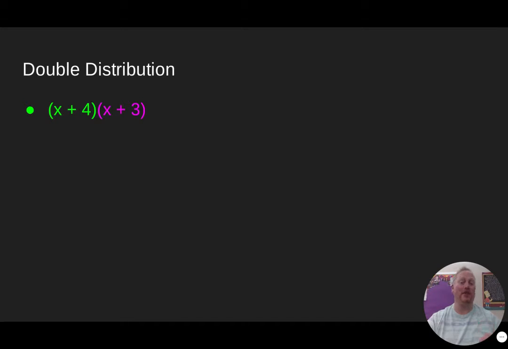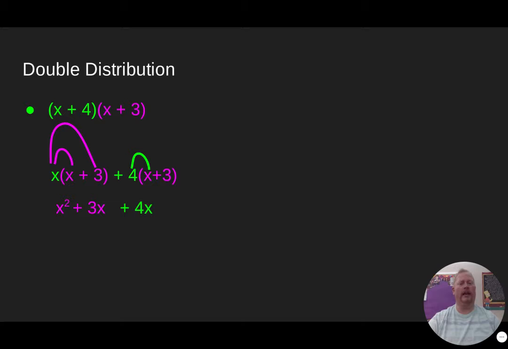Let's do a quick review of what we did in Section 8.3 with the double distribution. If I've got x plus 4 times x plus 3, I can break it up and distribute the x to the x plus 3 and distribute the 4 to the x plus 3. So x times x is x squared, x times 3 is 3x, 4 times x is 4x, 4 times 3 is 12. Combine your like terms, and you get x squared plus 7x plus 12.